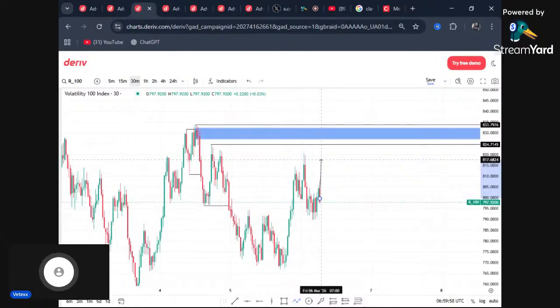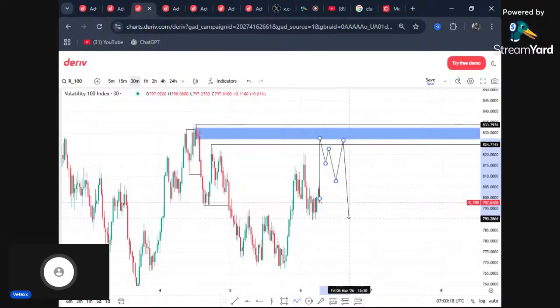Continuation. So now that we have a POI on the 30 minutes time frame, we anticipate price to tap into this zone. All right, that gives us our continuation entry, which is going to be like this way, and then price will need to tap into this zone again. This is a POI on the 15 minutes time frame, and then we'll sell to the downside.